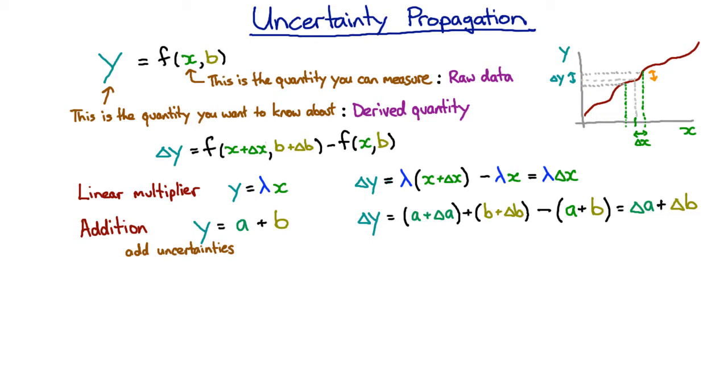So if we add two quantities to get a derived quantity, then we should add their uncertainties in order to get the uncertainty in the derived quantity. Now what happens with subtraction? Well, subtraction is just addition where one of these numbers is negative, but we haven't paid a lot of attention to the possibility of negative numbers thus far.